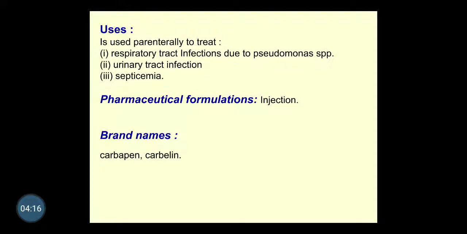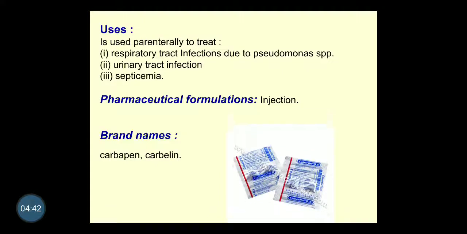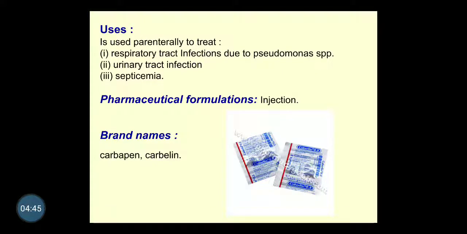Next, it is used prophylactically and parenterally in the treatment of respiratory tract infection, such as Pseudomonas species, then urinary tract infection, UTI, and septicemia. These are the common infections in which the given drug, carbancillin, is useful. Next, formulation: it is available in injectable form. Carbipain and Carbaline are the brands for the given drug carbancillin.